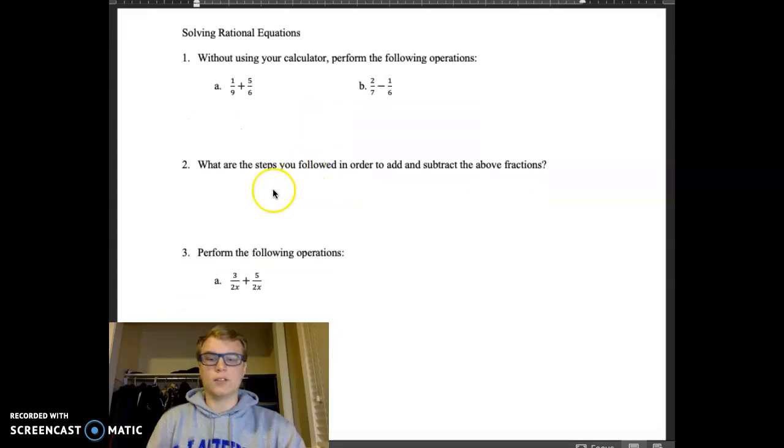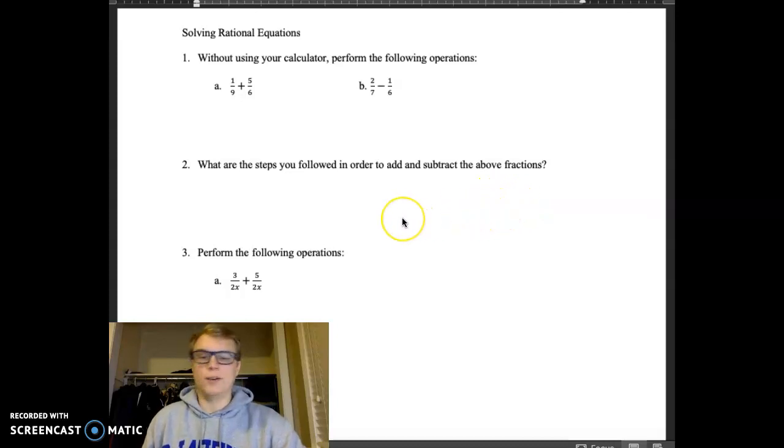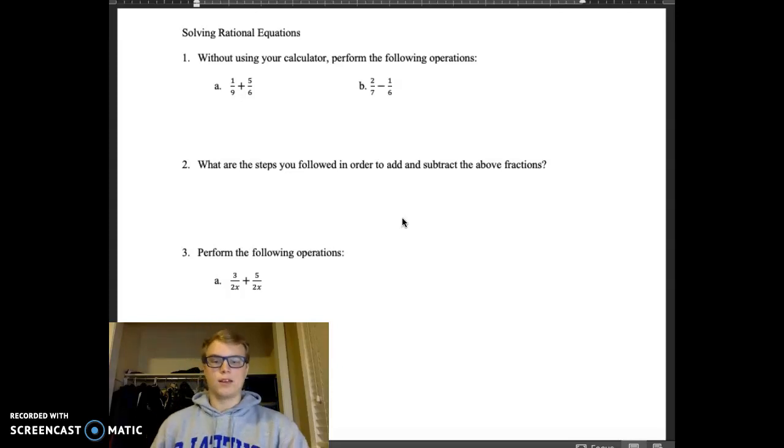Alright guys, so today we're doing day 7 of our notes, second to last day, so that's pretty exciting. Today we're going to be solving rational equations. To start, we're going to be reviewing how to add and subtract fractions, because that's a big part of how we solve rational equations.